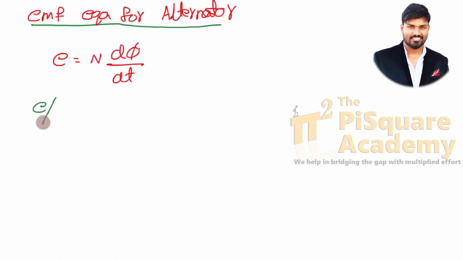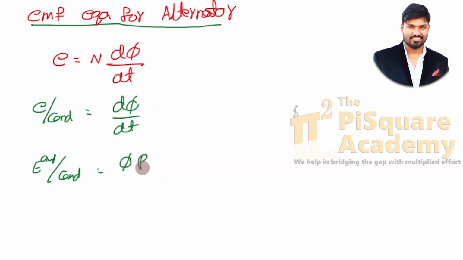So what is the EMF per conductor? Simply divide this whole thing by N, number of turns gone. So d phi by dt. Now what's the average value of EMF induced? Average value of EMF induced. So d phi in one revolution, because the conductor is rotating, in one revolution the total flux is phi into number of poles, divided by dt.